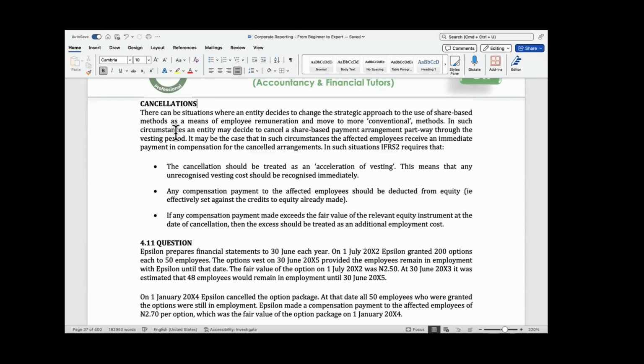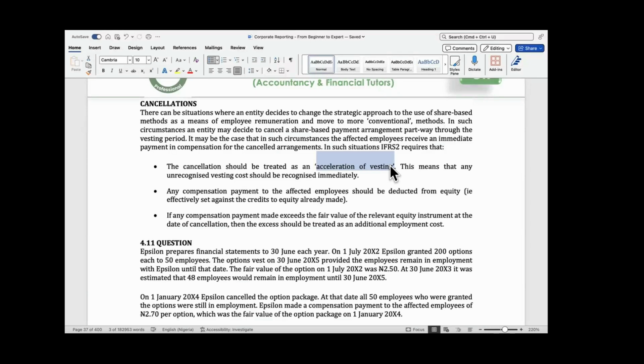Very straightforward. So the cancellation will just be treated as an acceleration of vesting. Okay. So that means that any unrecognized vesting cost should be recognized immediately. Because you are the one that said you want to cancel, even if the employee has not met the condition, they will get a cash equivalent of that value that's supposed to vest at the vesting date.